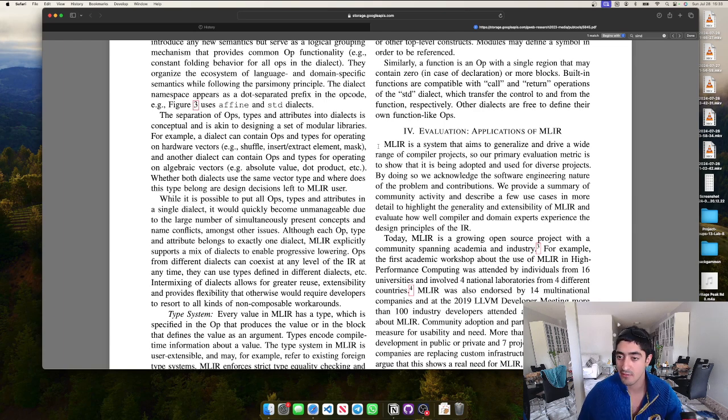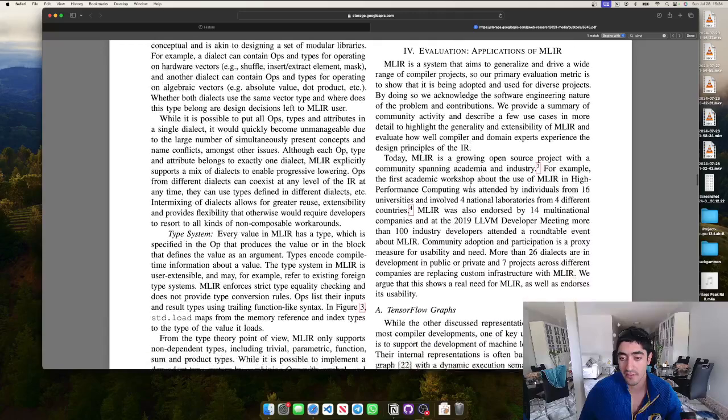MLIR is a system that aims to generalize and drive a wide range of compiler projects. So our primary evaluation metric is to show that it is being adopted and used for diverse projects. By doing so, we acknowledge the software engineering nature of the problem and contributions. We provide a summary of community activity and describe a few use cases in more detail to highlight the generality and extensibility of MLIR and evaluate how well compiler and domain experts experience the design principles of the IR.